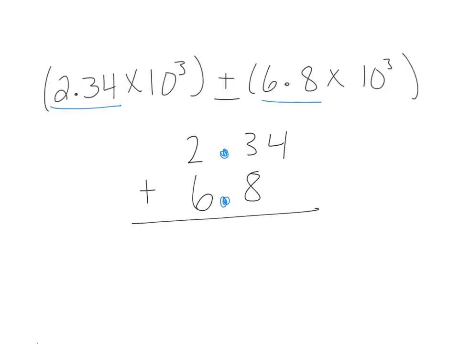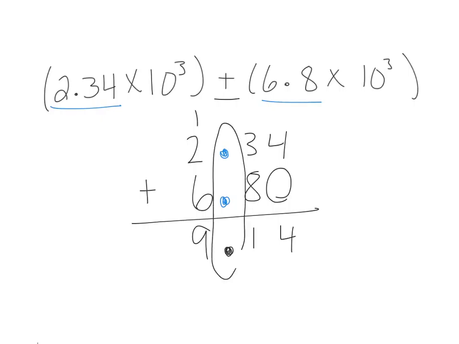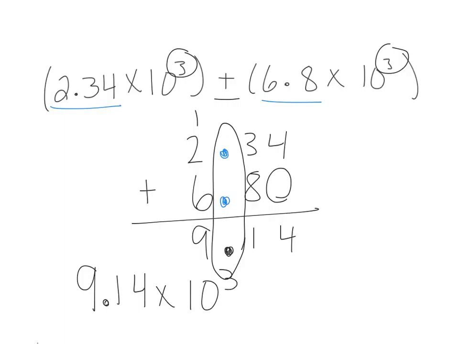And go ahead and add that. I can add a 0 as a placeholder. 4 plus 0 is 4. 3 plus 8 is 11. Carry the 1. 1 plus 2 is 3. Plus 6 is 9. And again, that decimal point is going to line up perfectly with my other decimal points. So now I have 9 and 14 hundredths. And because my exponents were the same, this is times 10 to the third power.